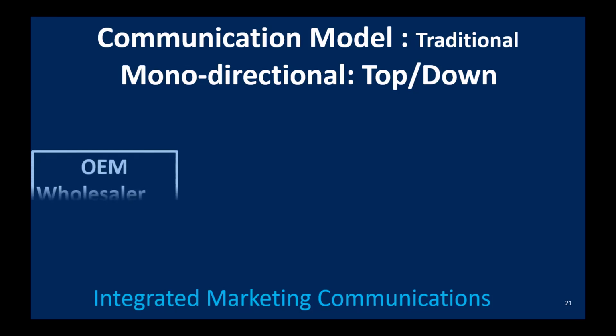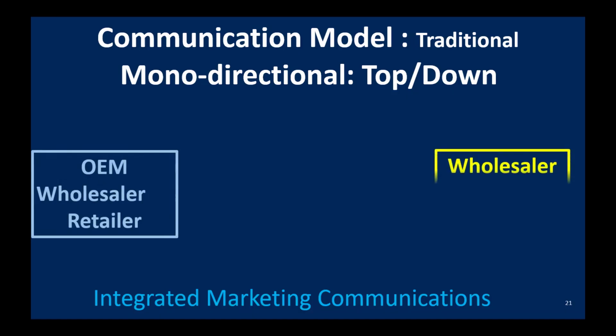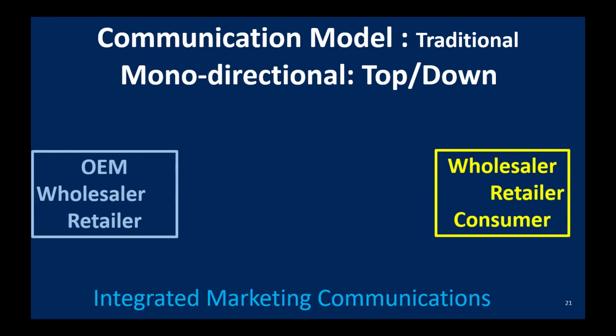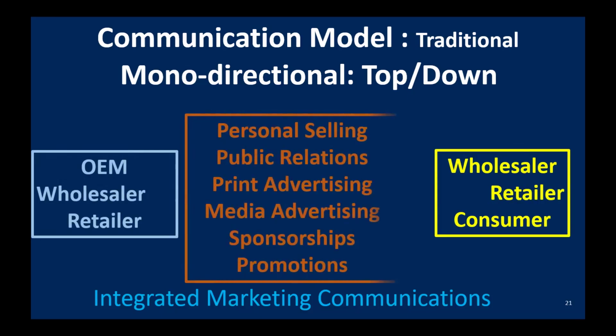So again, let's start off on the left-hand side with the original equipment manufacturer or the producer. Then let's also throw in the wholesaler and the retailer. I'm calling this the top-down model. Monodirectional means mono is one, and so it is coming from the top going down. And then here are all of the different types of tools that are being used from the manufacturer to the wholesaler to the retailer to the consumer, or the manufacturer, the producer, is also making sales calls to the wholesaler, the retailer, and the consumers. They can target all three.